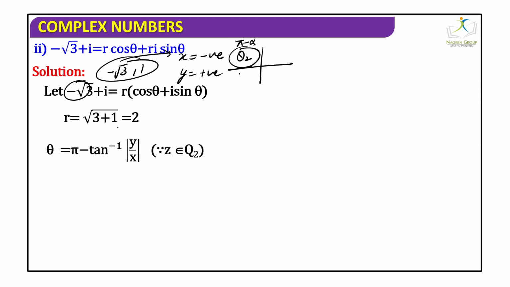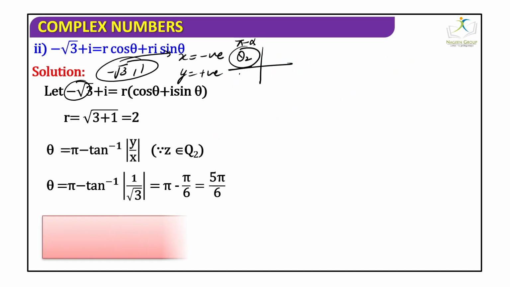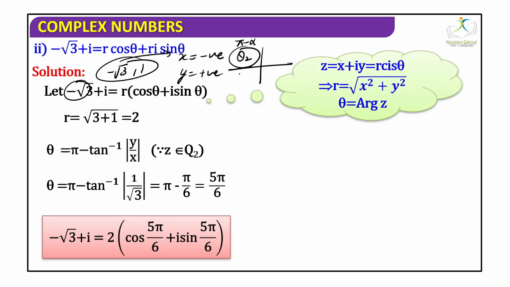ओके, तो यहाँ पर हम लगाएंगे pi minus alpha. अल्फा कितना होता है? tan inverse of y by x. So this will be equal to pi minus tan inverse of 1 by root 3. 1 by root 3 को सॉल्व किया, आपके पास आ गया pi by 6, which is equal to 5 pi by 6, right? ओके, here it is written कि हमारा जो क्वाड्रेंट है वो सेकंड है, that's why we have taken it. Now we have polar form r into cos theta plus iota into sin theta. So cos of 5 pi by 6 plus iota sin of 5 pi by 6, right?